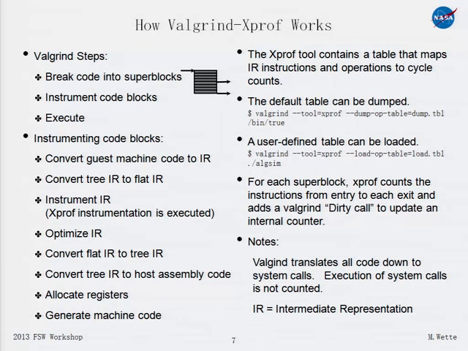So Xprof contains a table that maps the intermediate representation instructions and operations to cycle counts. The default table can be dumped, and a user-defined table can be loaded. For each superblock, Xprof counts the instructions from entry to exit and adds a Valgrind dirty call to update the internal counter. Valgrind translates all the code down to system calls, and execution of system calls is not included in the counts.